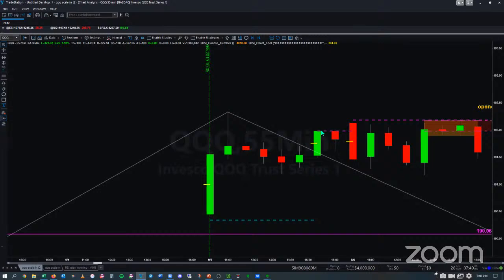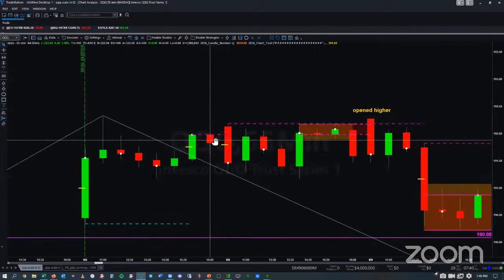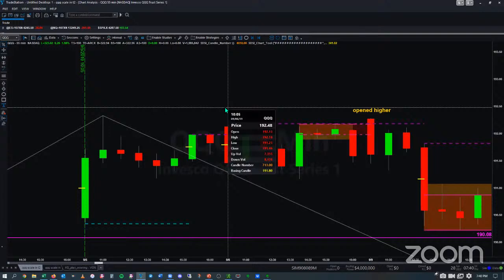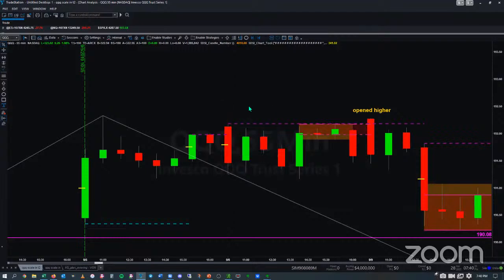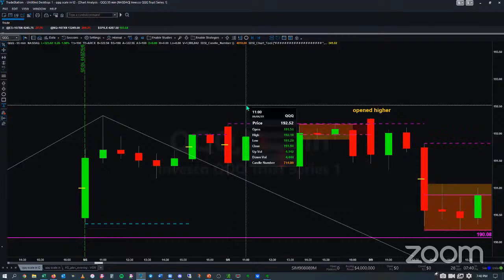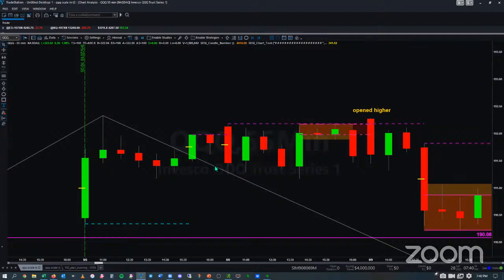So then the next thing is to look for the base breaking lower. You can see here that you had a base that broke lower. That was at 10:05, and then the next candle was 11 o'clock. So once this broke lower, you opened here. If you got in here, you would have quickly gotten stopped out.